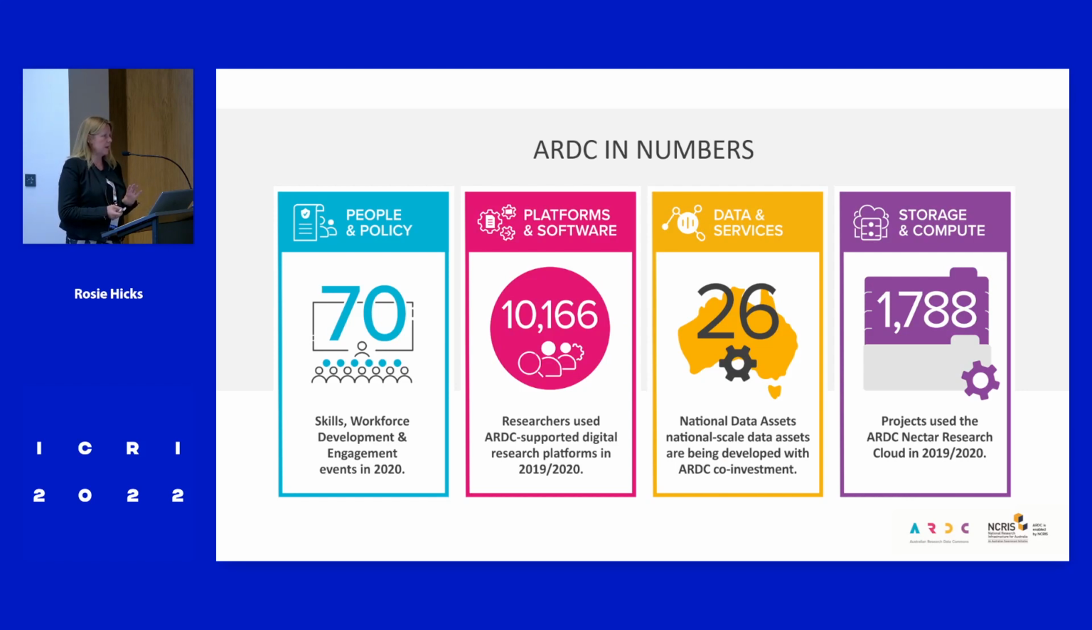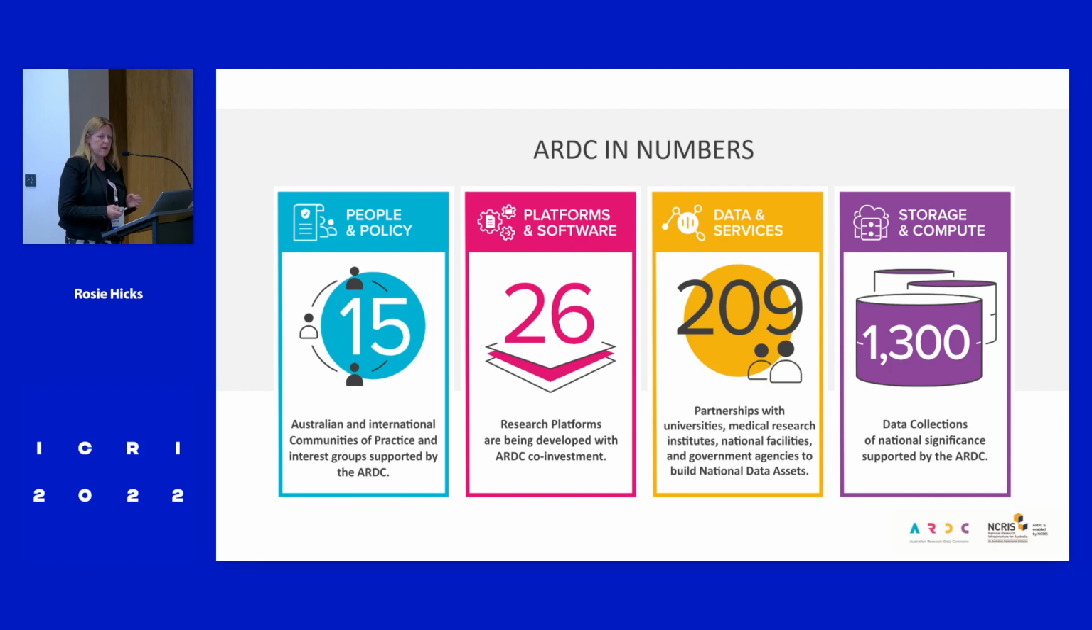What I want in the next couple of slides is just to give you a feel of the scale. So we have 122 co-investment projects in flight at the moment, which is a bit ridiculous. We work with a very large fraction of Australia's researchers. We've got 26 different projects underway at the moment to build national data assets. Coincidentally, we have 26 platforms being developed at the moment. We're working with 209 different groups to make those data assets, and 1,300 collections of national significance in the data retention program. The scale is large.